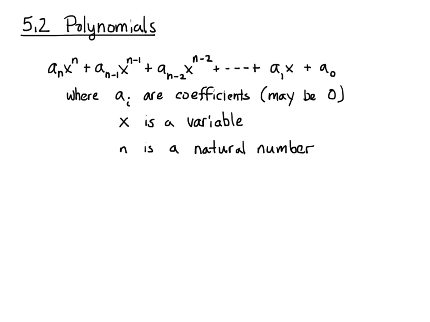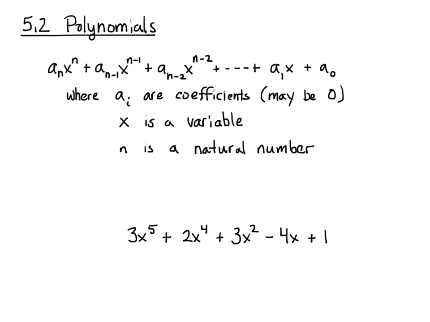X is your variable, and then n, in the kind of polynomials that we're going to deal with, are integer exponents, and so we simply start with something like x squared plus 2x plus 1. All right, so let me give you a little bit more concrete example of a polynomial. Here we have 3x to the fifth plus 2x to the fourth plus 3x squared minus 4x plus 1.